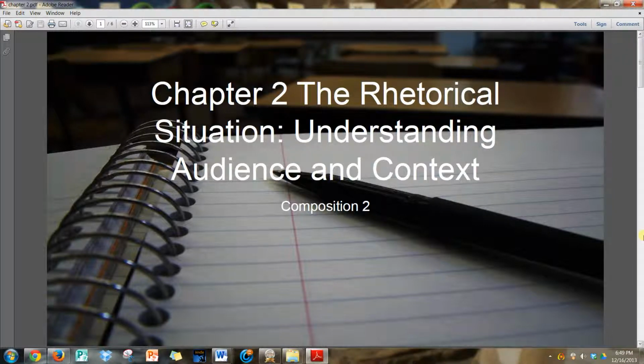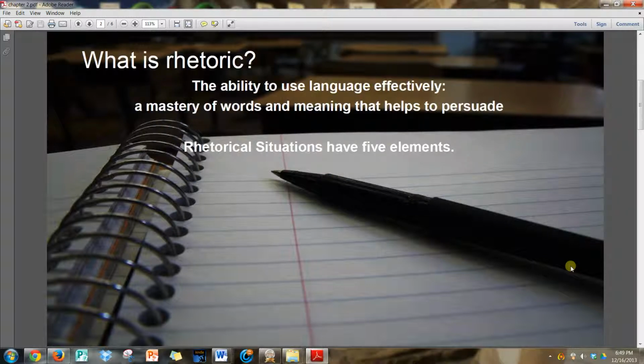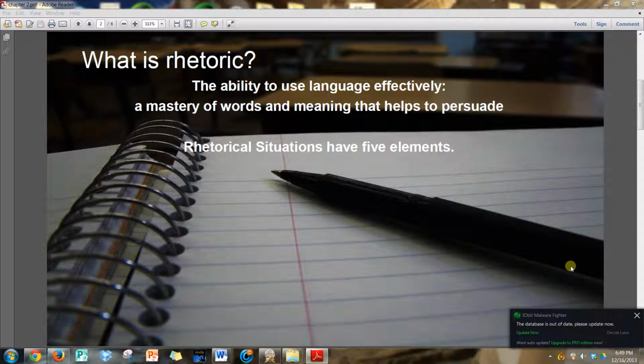Okay, this is Chapter 2. It's entitled The Rhetorical Situation, Understanding Audience and Context. What we'll work through in Chapter 2 is some component parts of rhetoric. Rhetoric is just the ability to use language effectively. It is a mastery of words and meaning that help you persuade people to your point of view.